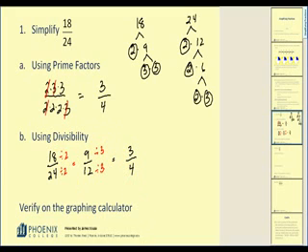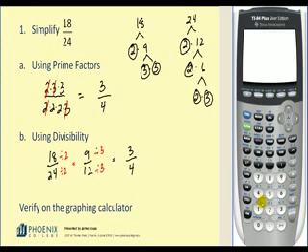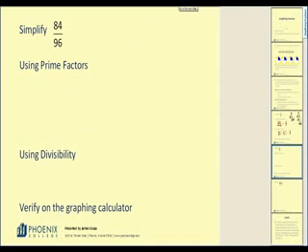Let's go to the graphing calculator, and I'll show you how you can verify these answers. If we go to the original fraction and type in 18 divided by 24, this will convert the fraction to a decimal. To convert the decimal back to a fraction, we just have to hit Math, and the fraction command is already selected. So we hit Enter, Enter, and that will verify our answer. Let's take a look at another one.